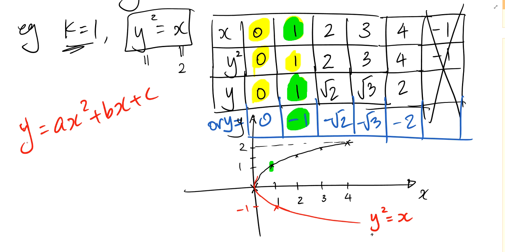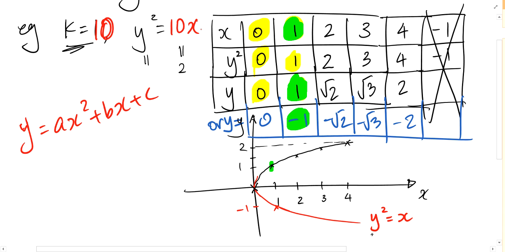Now, what do you think will happen if the value of k changes? Let's say instead of 1, k is now equal to 10. When k equals 10, how will my graph change? So this is now y squared equals 10x. Am I right? So when x is 0, y squared will be 0 still. This one, no change. When x equals 1, y squared equals 10. Now this changes. From 1 it became 10. What happened to the y value? Square root 10 and negative square root 10, right? So this is positive root 10, and negative root 10.